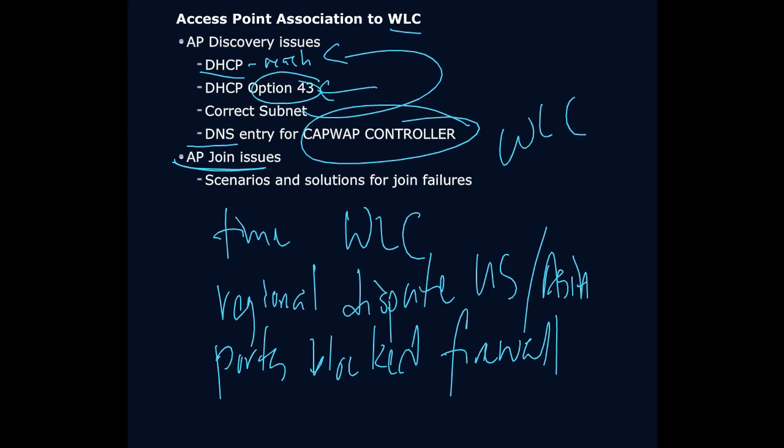This is how you would troubleshoot this. Look at your DHCP settings. Make sure you're on the correct subnet. Make sure your DNS has an entry for your CAPWAP controller so you can get to your wireless LAN controller. Check your time settings on your AP and your wireless LAN controller, your regional settings. Are you in the same country or same regulatory body overseeing your region? So Asia, Europe, US has to match on your AP and your wireless LAN controller. And last but not least, check the ports on your firewall to ensure that you're not being blocked.